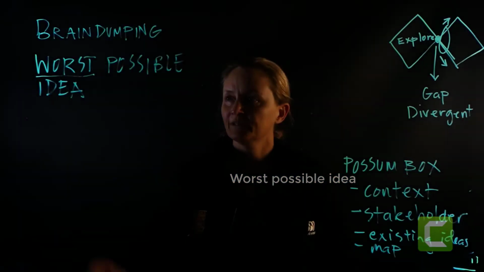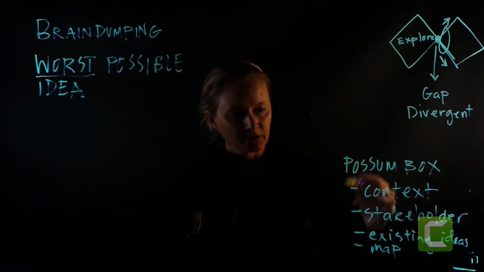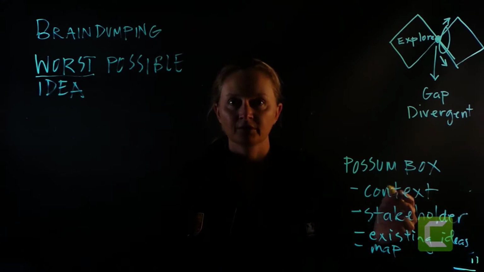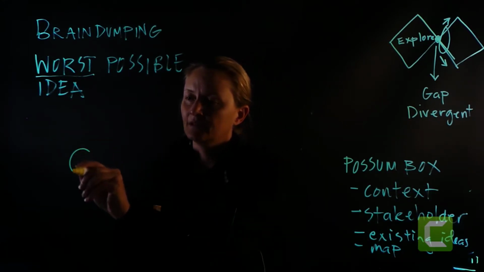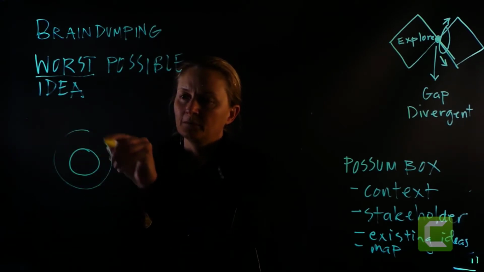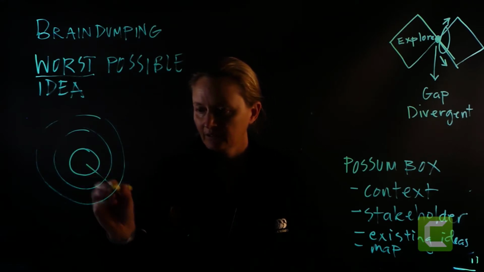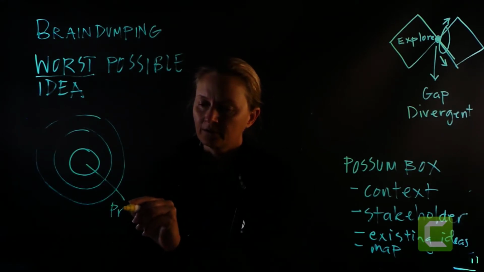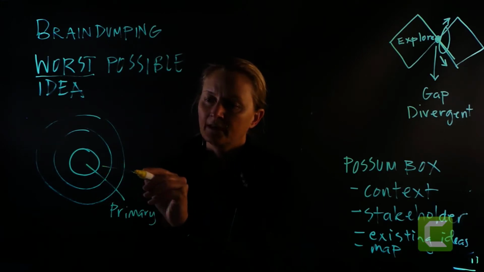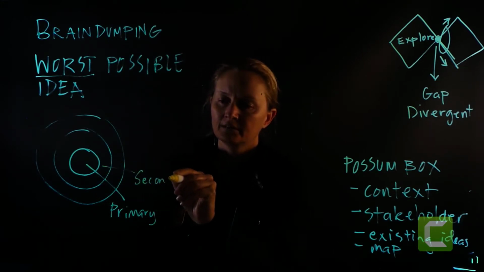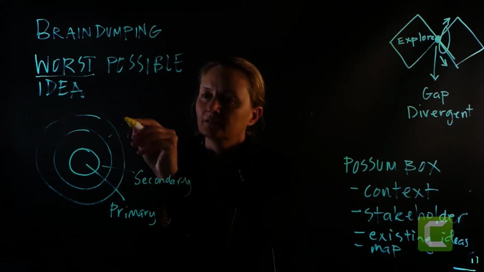Welcome back. So we're thinking about worst possible idea. In a scenario like designing for a possum box, we have a various amount of stakeholders. We think about that sometimes as a stakeholder circle, where in the center is our primary stakeholder, and as we move out, our secondary and tertiary.